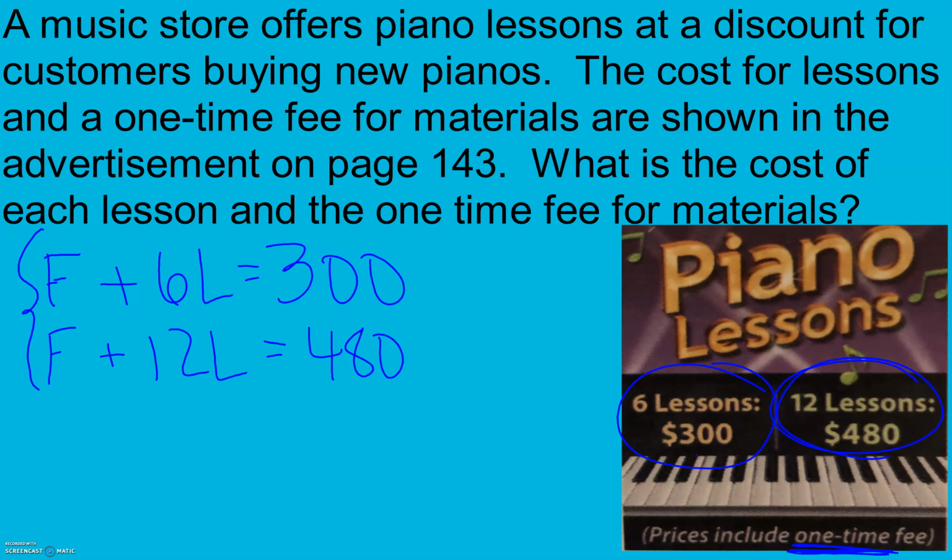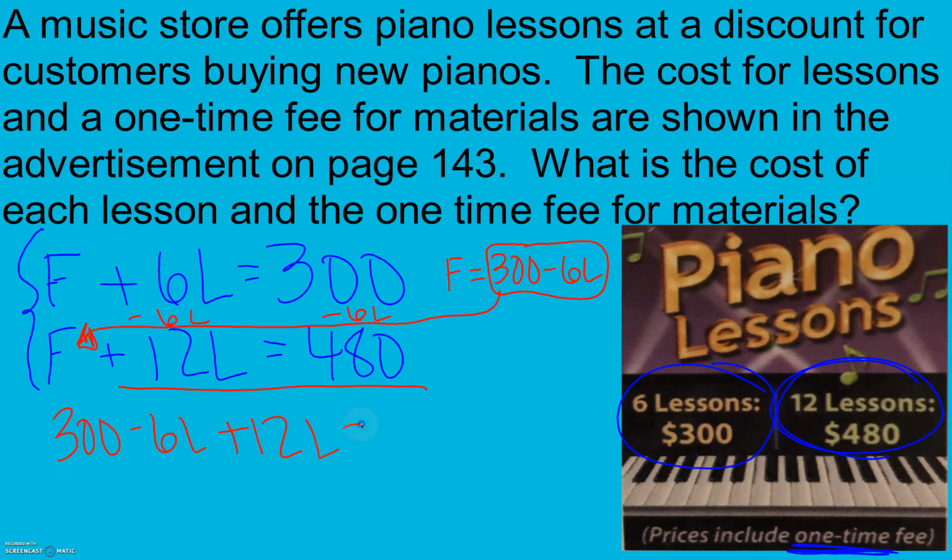Does not matter which equation we solve for, but here it looks like f is going to be easiest to solve for. So I'm going to subtract 6L and get f equals 300 minus 6L. Okay, now I know what f is, so I can substitute that into my other equation for f. 300 minus 6L, bring down everything else, plus 12L equals 480. We can combine like terms.